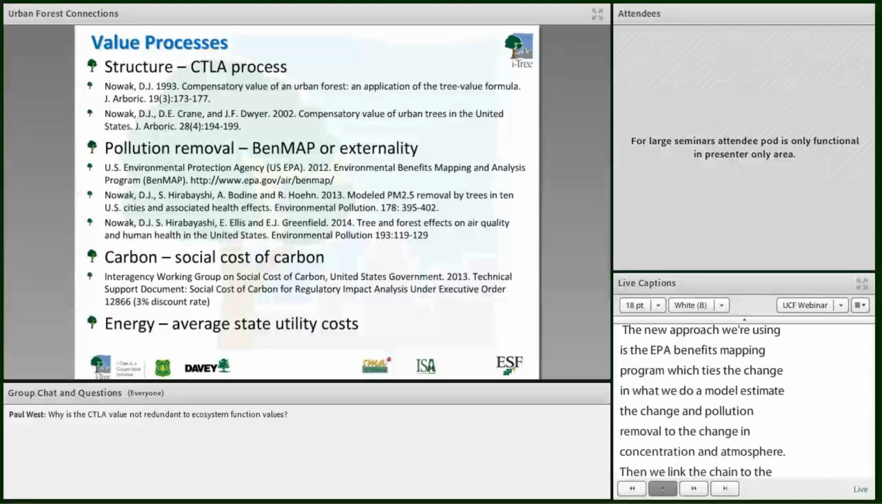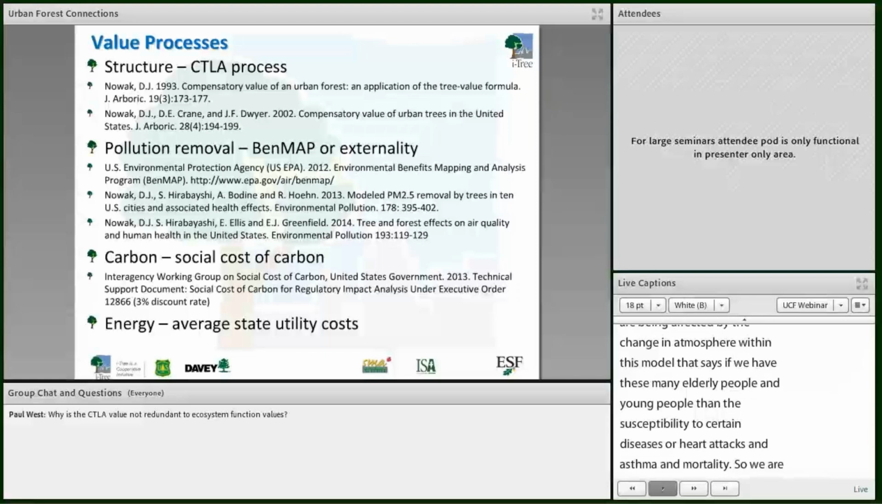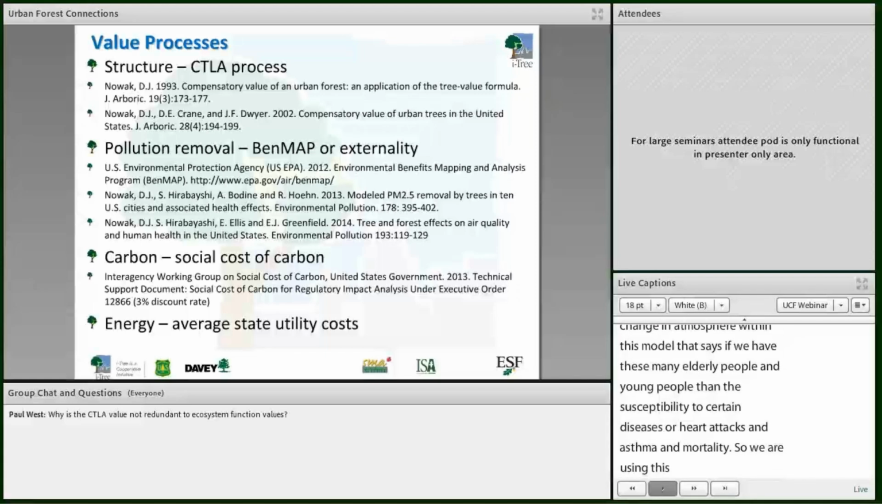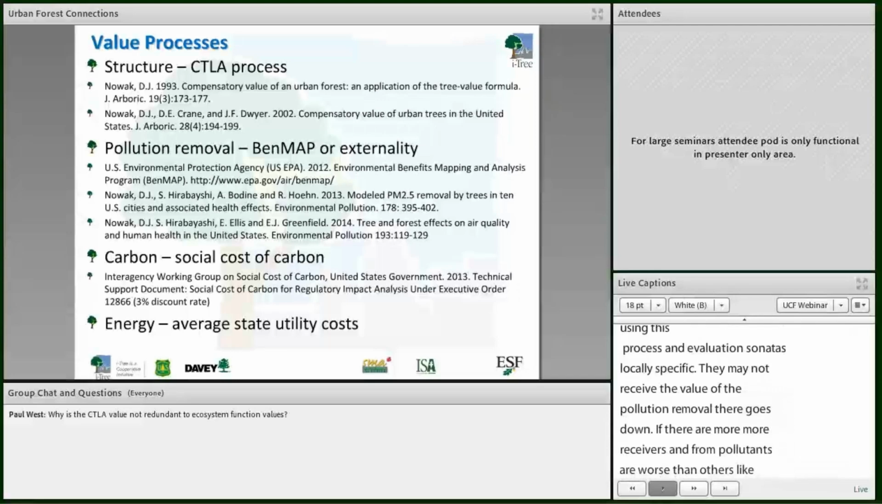It says, okay, if we have many elderly people or young people, its susceptibility to certain diseases or heart attacks, asthma, mortality. So we're using the BenMap process and the BenMap valuation. So now it gets very locally specific. So if there are no receivers of the benefits, the value of the pollution removal goes down. If there are more receivers and some pollutants are worse than others, like PM 2.5 or ozone, which create mortality, the values go up. So you're getting a variation in value. So we've linked to the EPA BenMap model as of last year.